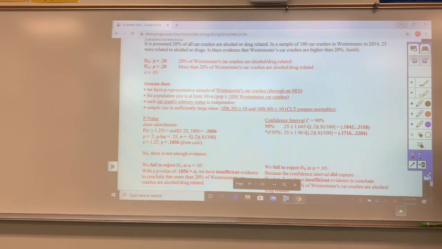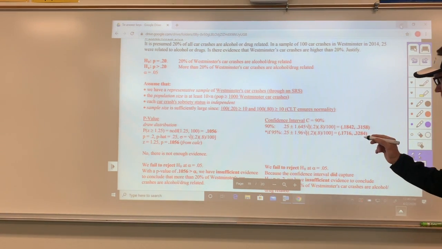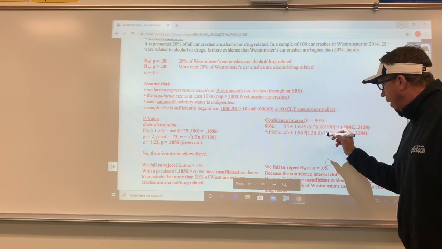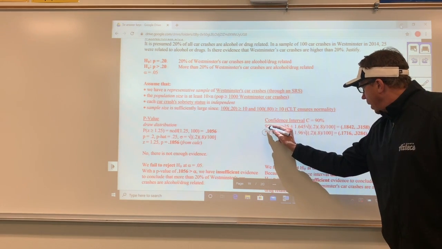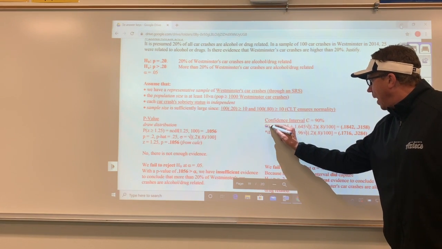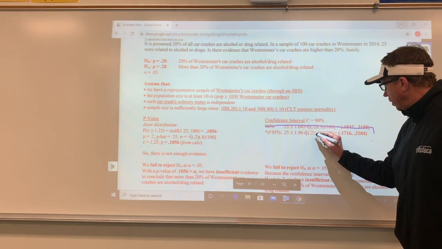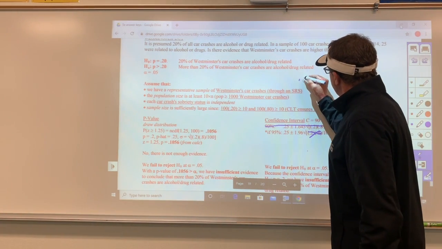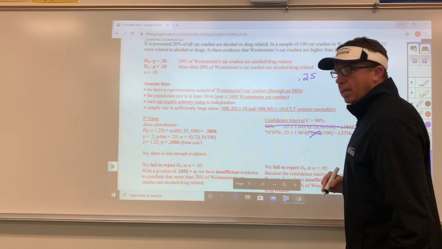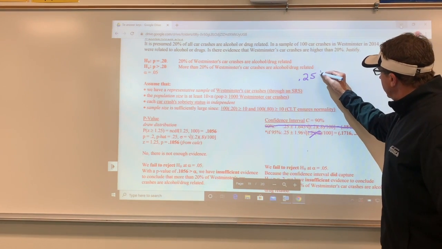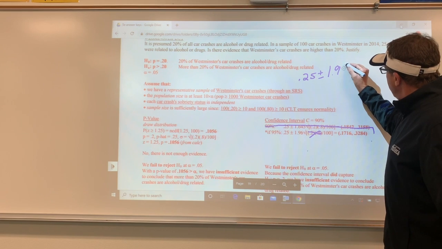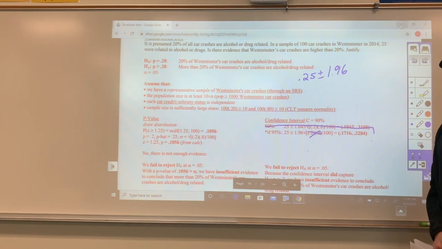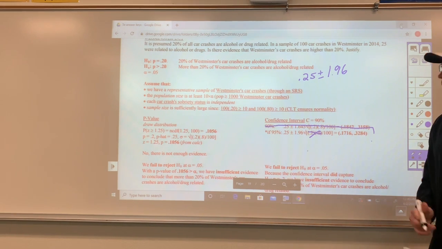Okay, and when you do this, I actually have a wrong answer here. Let me scratch this out right here. I'm going to go ahead and do a 95% confidence interval. Here's how it works. It's going to be 0.25, because that's our p hat, plus or minus, and if you remember the 95% confidence interval, the z star value, the critical value, is 1.96.